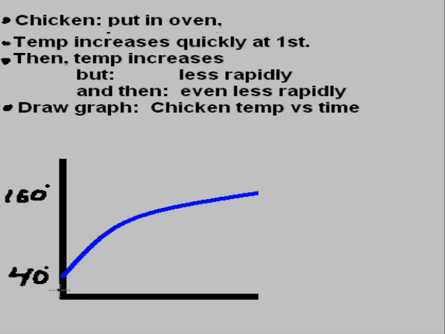Alright, so here's our graph. We put the chicken in over here when it's 40 degrees. Chicken's 40 degrees. We put it in the oven. Then it increases rather rapidly in temperature. It gets to about this point, and then it starts to slow down more.